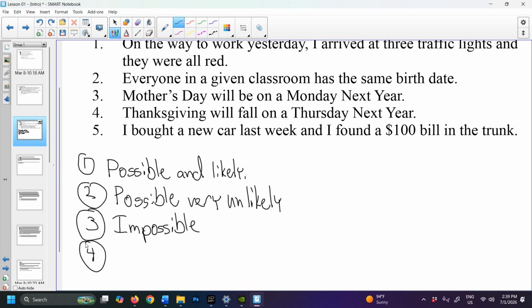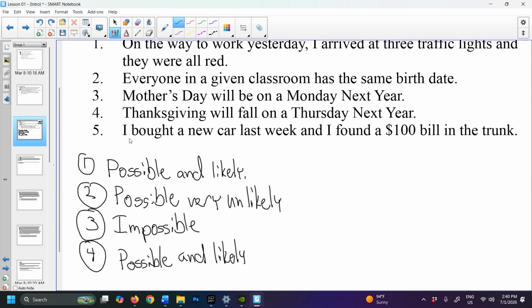Number 4, Thanksgiving will fall on a Thursday next year. Again, definitionally, Thanksgiving is always the 3rd Thursday in November. So this is both possible and likely.